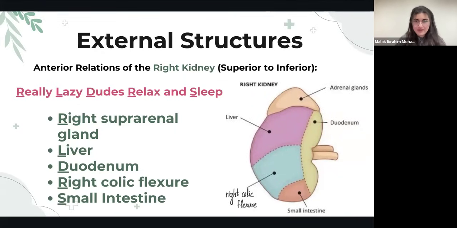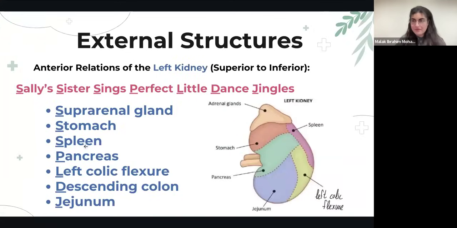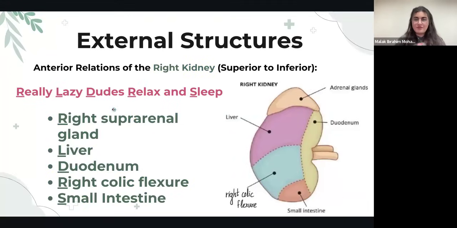So I made a mnemonic for you guys. Hopefully it'll help. The right kidney, as we said, is green, so when you're in the exam, you remember that it was labeled as green. And the left kidney is color-coded with blue. So for the right kidney, the mnemonic is really lazy dudes, relax and sleep. Now, this is from superior to inferior order. So you will start superiorly.